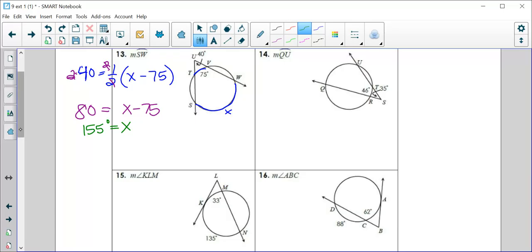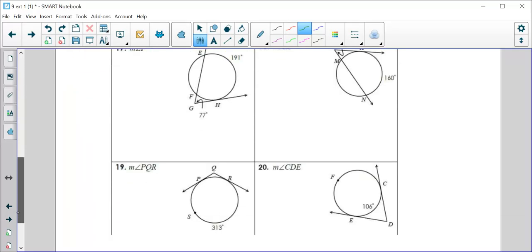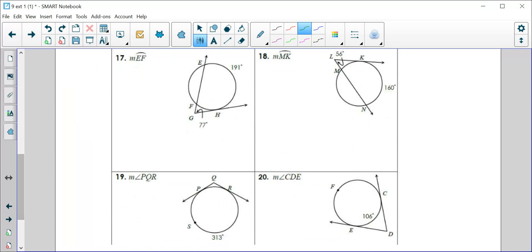All right, we're going to skip down to number 17. So again, we're taking that big arc minus the small arc, divided by 2 equals the angle. Again, this one gave me the angle. So we go 77 equals the big arc minus, I don't know that smaller arc, so I'm going to say minus X. So again, make sure you put the bigger arc first there.